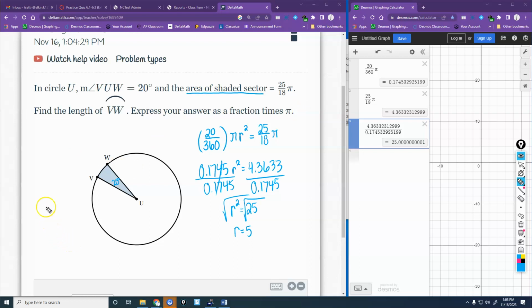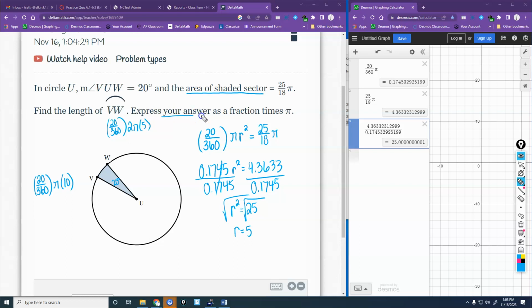So the arc length would be 20 over 360 times pi times the diameter, or you could do 2 times pi times the radius, either one. I'm going to do pi times diameter just because I like doing it that way better. So if my radius is 5, my diameter would be 10. Your other option there is 20 over 360 2 pi times 5. You'll get the same thing either way.